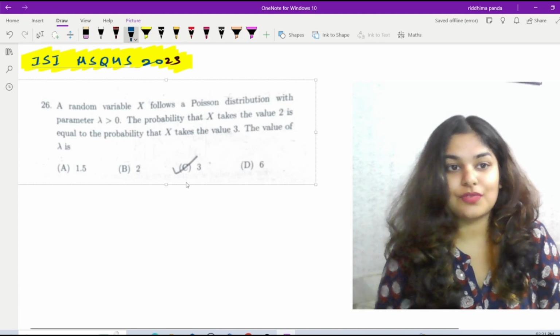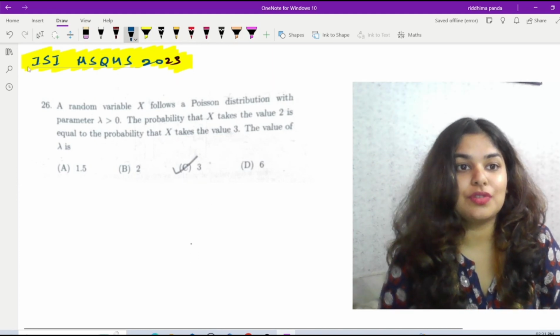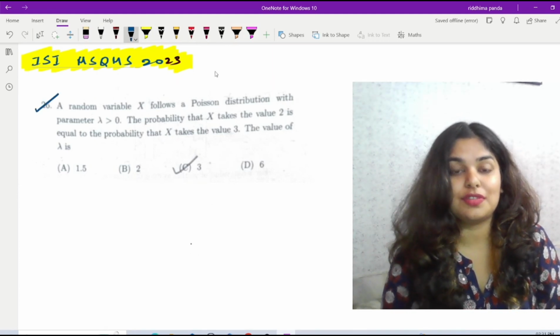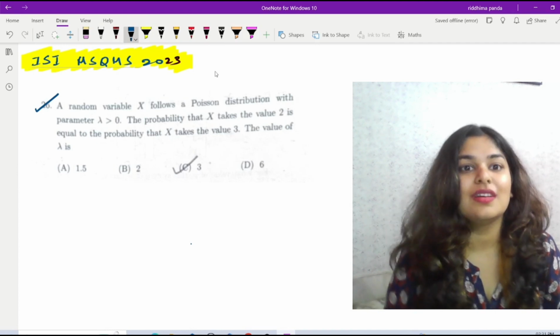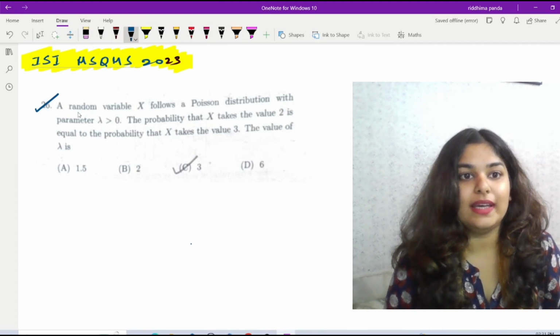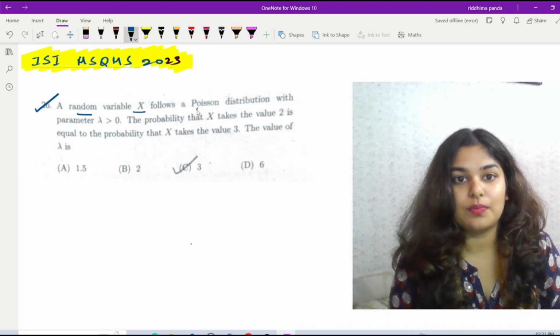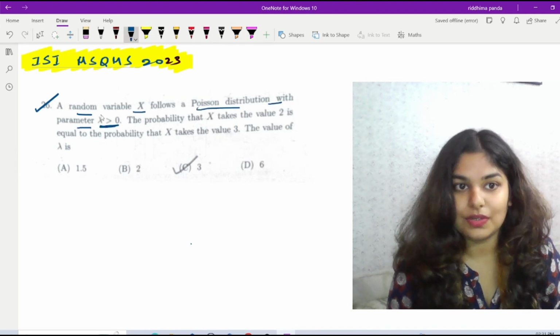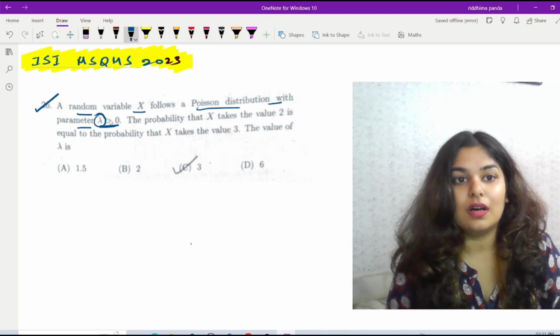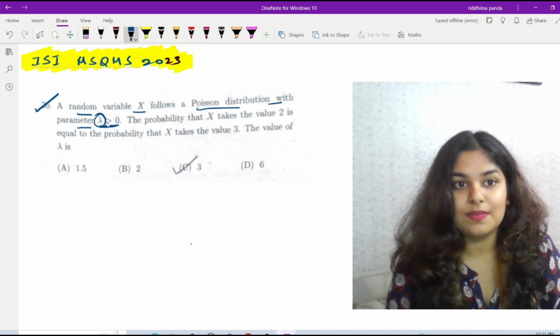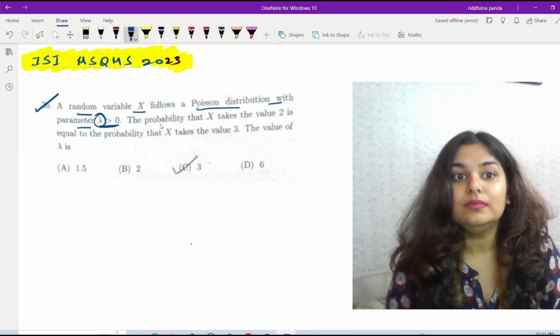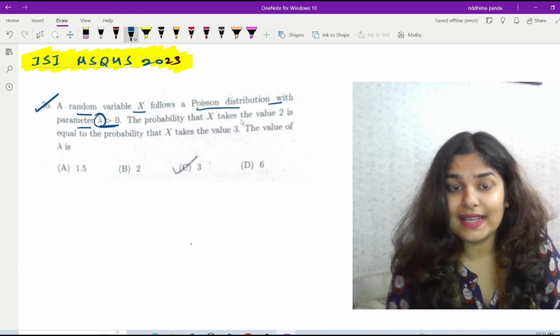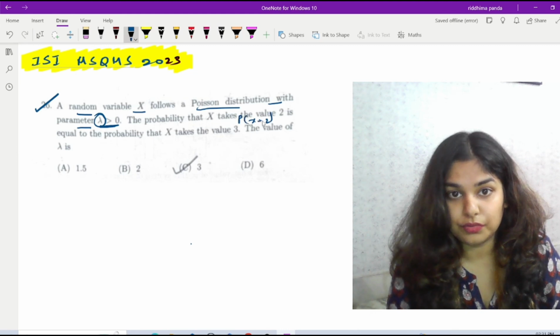The next question is question number 26, a very easy question in front of you from the Poisson distribution. It's a direct and very easy question. The question says that a random variable x follows a Poisson distribution with parameter lambda greater than 0. We know that for the Poisson distribution, the parameter is lambda, that is mean and variance. The probability that x takes the value 2, that is P(x=2), and P(x=3) are equal.